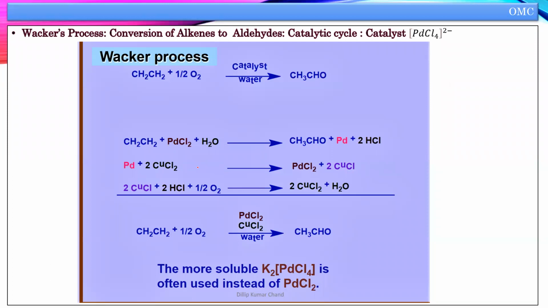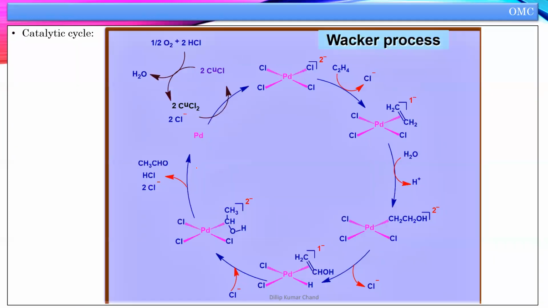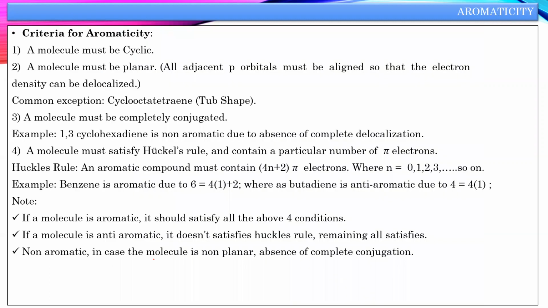And another one is the Wacker process. Just go through all the catalytic cycles and identify the reactions happening in each step, and the change of oxidation state and coordination number of the metal. The questions are direct: what is the cycle for the Wacker process, or hydrogenation, or hydroformylation? Like this one. And the next topic is aromatics.